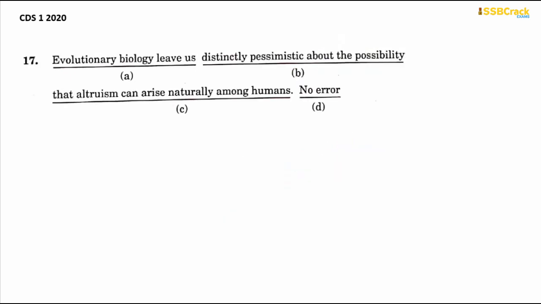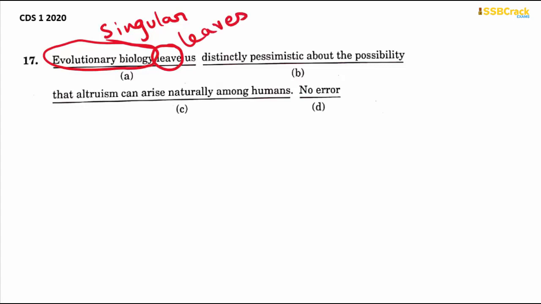Next one, evolutionary biology leaves us distinctly pessimistic about the possibility that altruism can arise naturally among humans. Evolutionary biology is a subject and it is a singular subject. Therefore, a singular subject will take a singular verb. But look at the verb here, leave. It's not in singular form, so it should be leaves. So evolutionary biology leaves us distinctly pessimistic. So your answer therefore should be option A here.